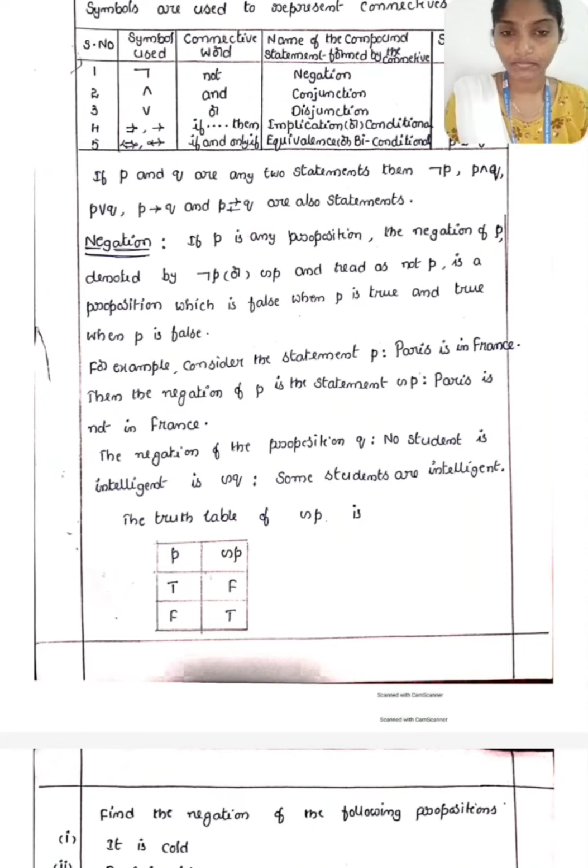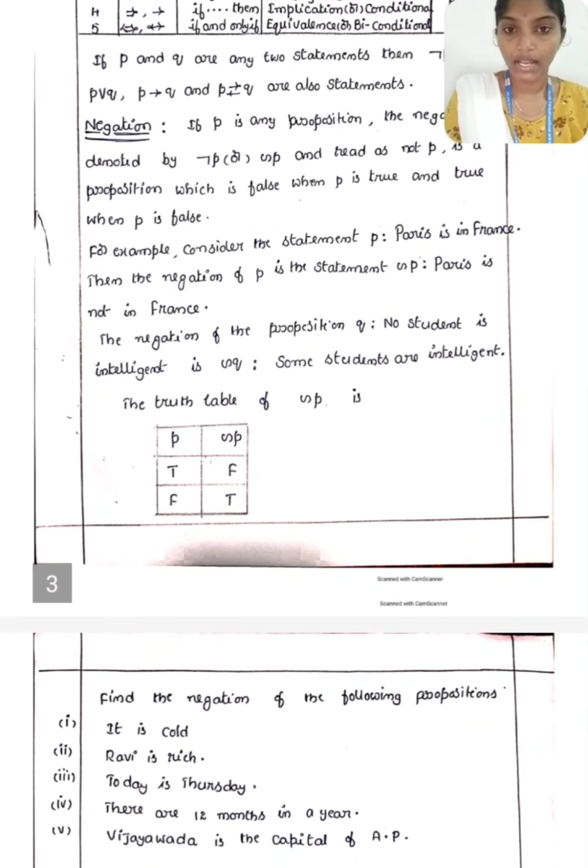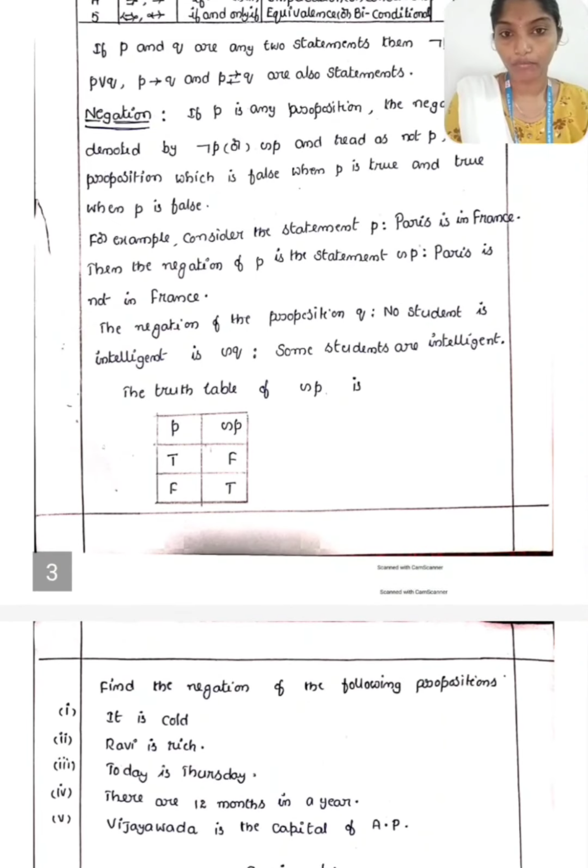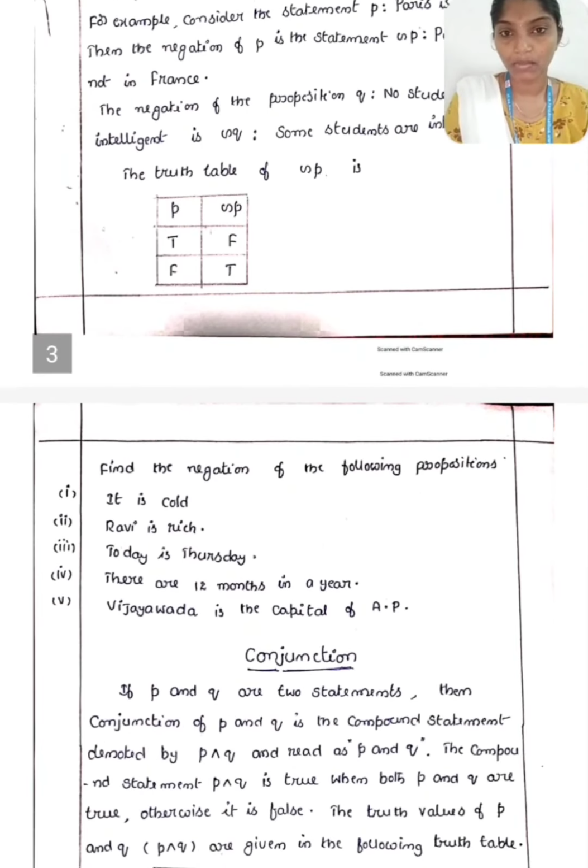Negation: if p is any proposition, the negation of p, denoted by the negation symbol p and read as not p, is a proposition which is false when p is true and true when p is false. For example, consider the statement: the Pacific Ocean is not in France. The negation of the proposition is written as not p: some students are intelligent. This is the truth table of not p.